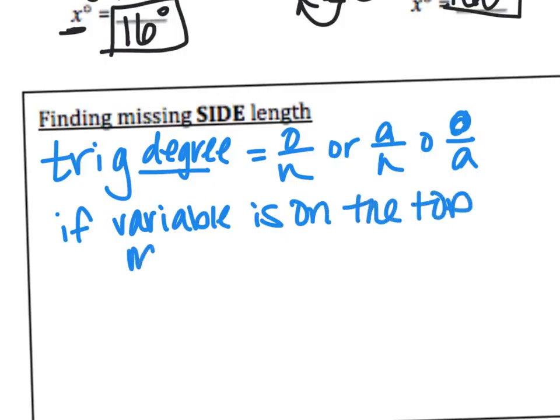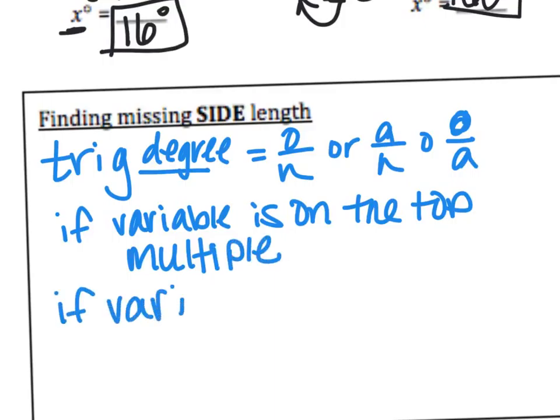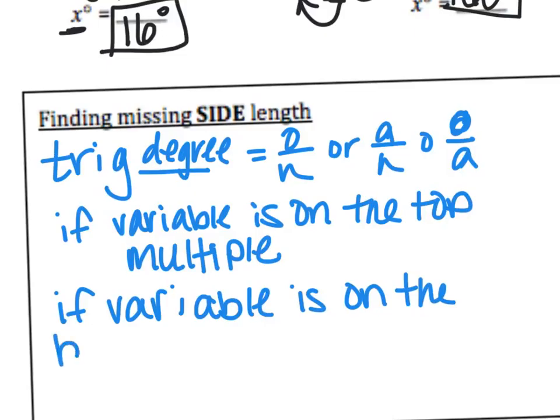And then if the variable is on the top, you're going to multiply. If the variable is on the bottom, you're going to want to divide.